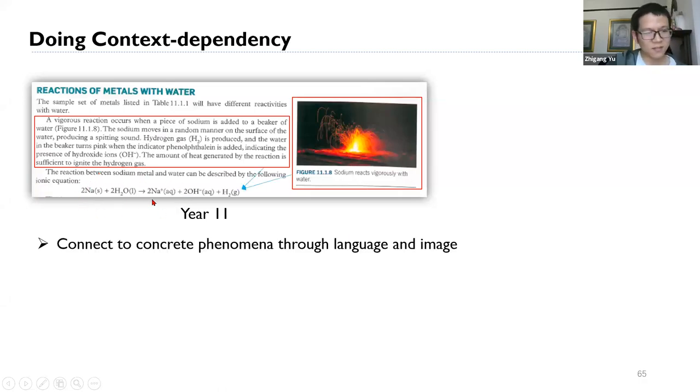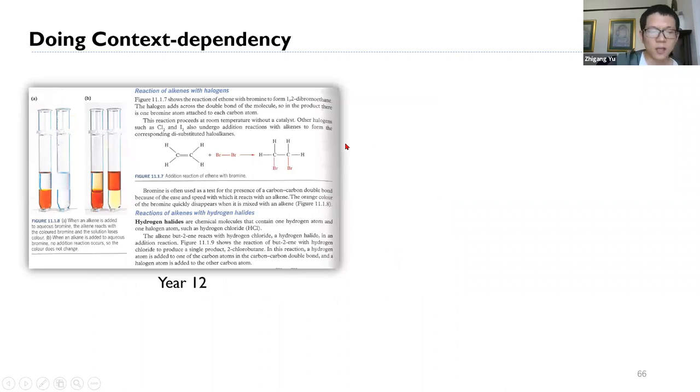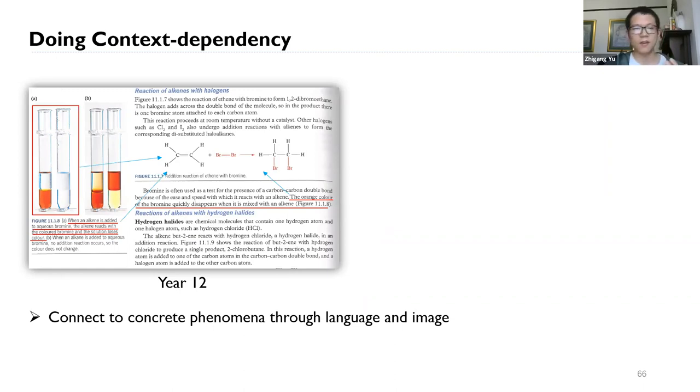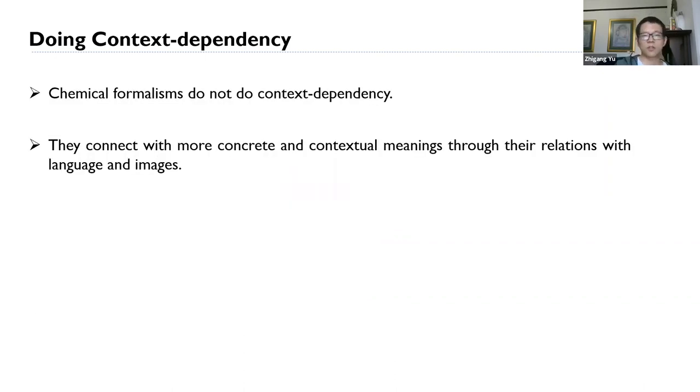So this chemical equation connects to more contextualized meaning through its relation with language and image. And also this one, even in year 12, at a high schooling level, you can see the orange color of the bromine quickly disappear when it is mixed with alkene. And this caption describes this reaction. So it also connects to the concrete phenomena through language and the image. So here I argue these chemical formulas do not do context dependency themselves, but they connect with the concrete and contextual meaning through the relation with language and the images.